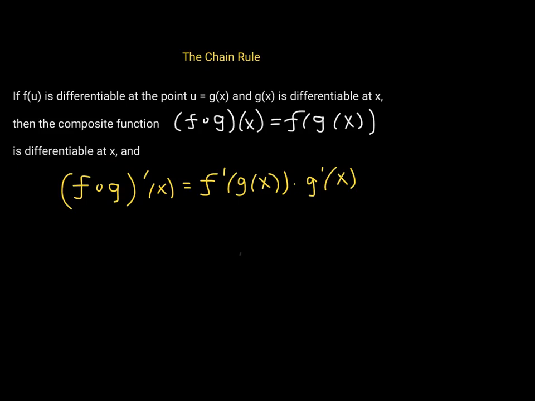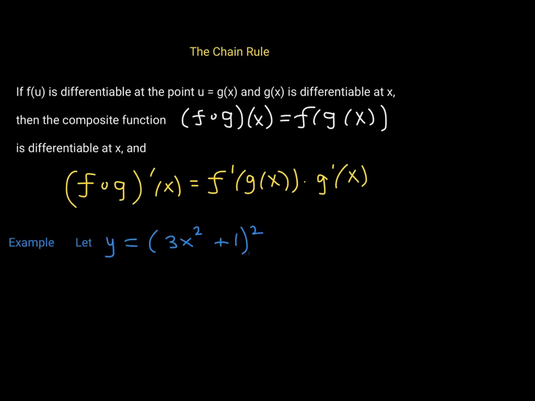So it's very important that we understand that f here is our outer function and g is our inner function, okay? F is our outer function, g is our inner function. And so then the derivative of this composite function is equal to the derivative of f, which is the derivative of your outer function evaluated at your inner function. So f prime of g of x times g prime of x. So this is a derivative of your outer function evaluated at your inner function times the derivative of your inner function.